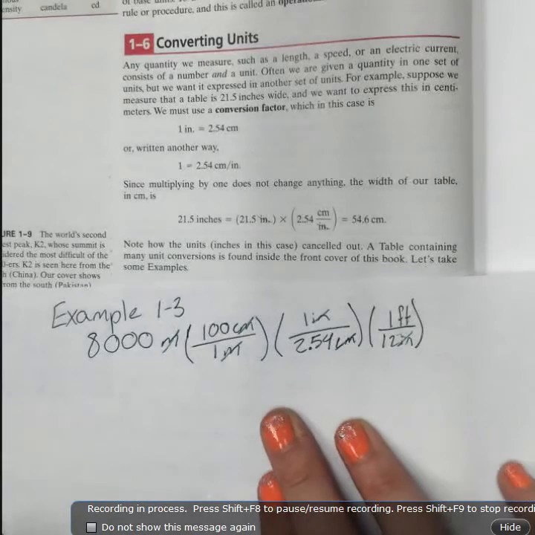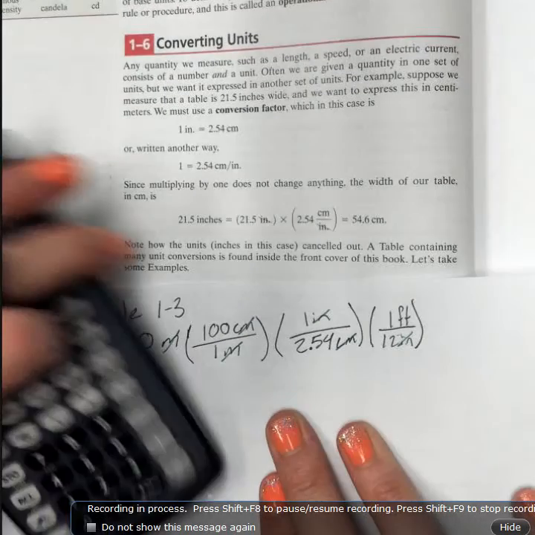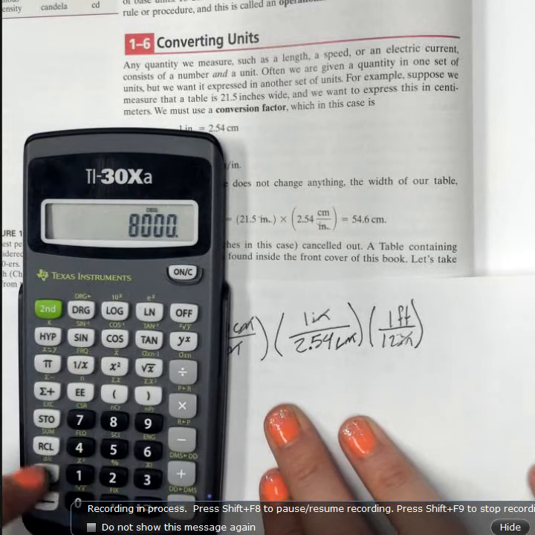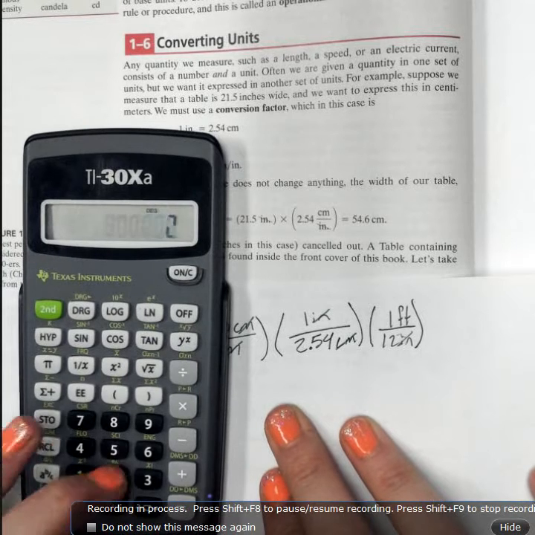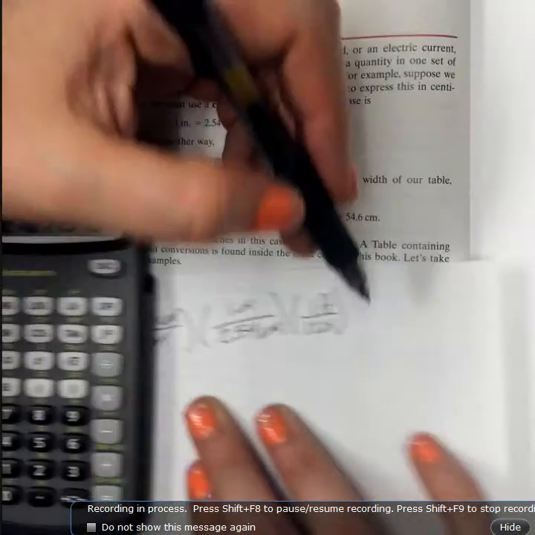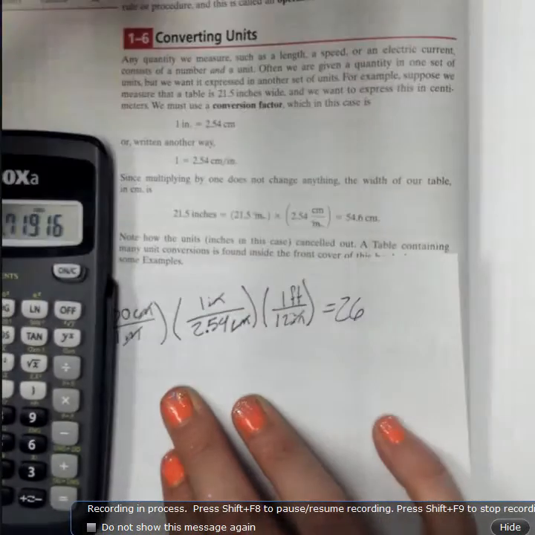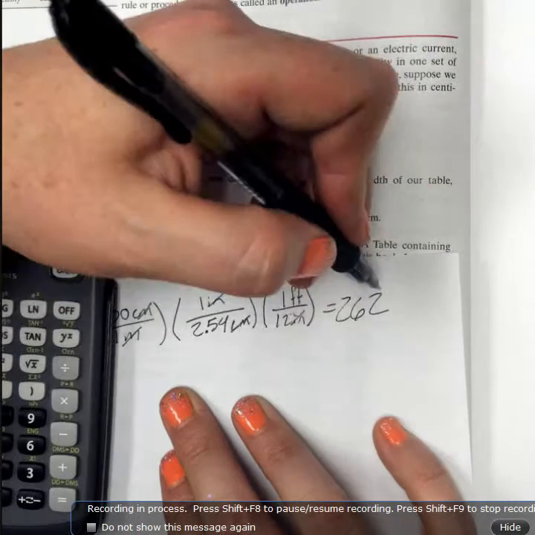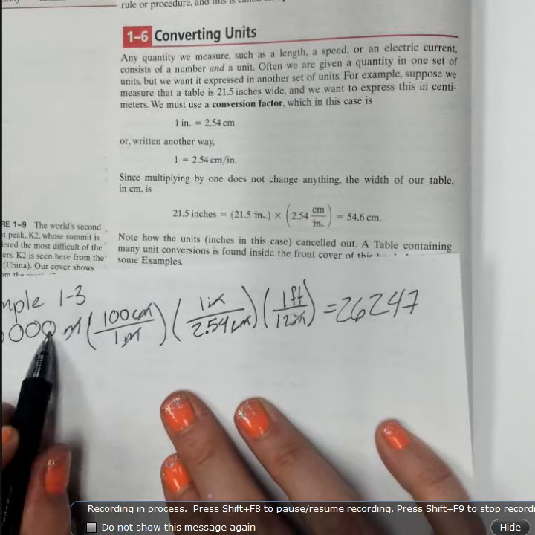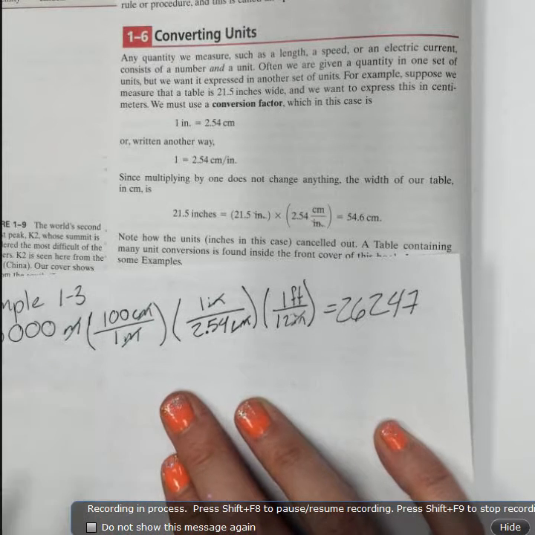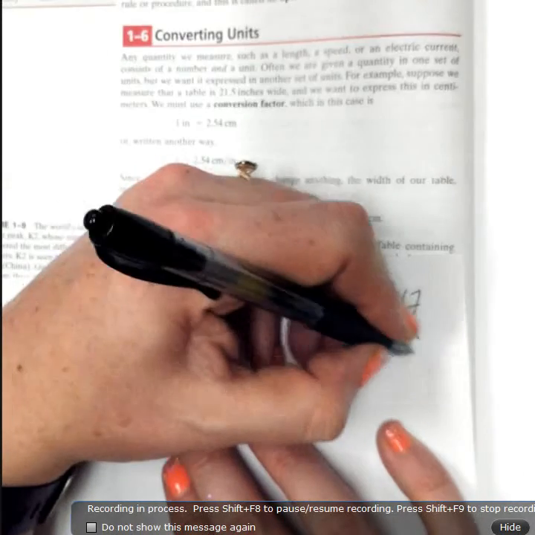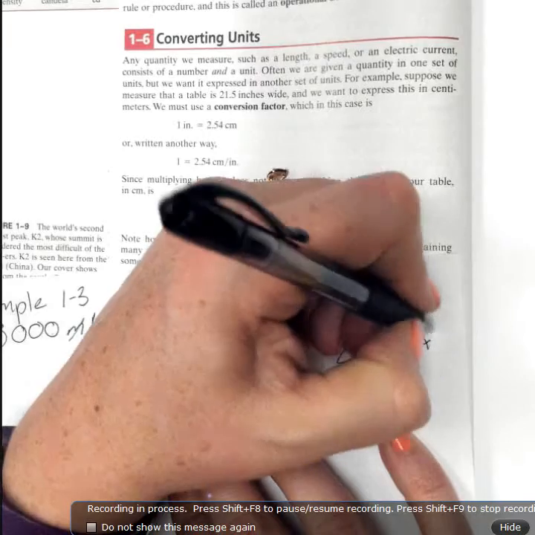And so that's going to give me my answer in feet. So my equation becomes 8,000 times 100 divided by 2.54 divided by 12. And so that's going to be 26247. And it's important, if we're looking at exactly 8,000 meters, 1, 2, 3, 4 significant figures, so it's 26250 feet using correct significant figures.